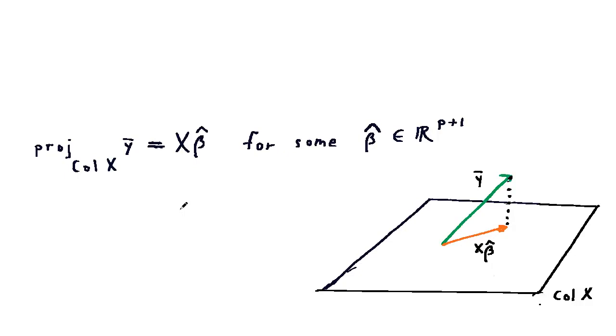Take a look at this graph here. This space down here is the column space of X. Here we have the vector y, and we're projecting that down onto the column space of X. That's going to give us something here, X beta hat, for some beta hat.